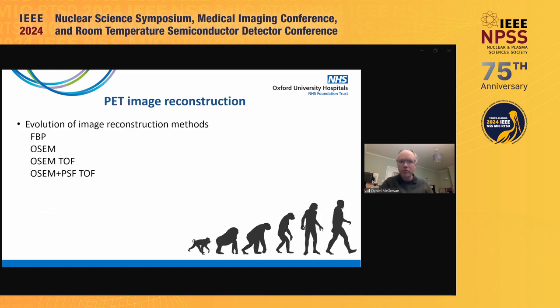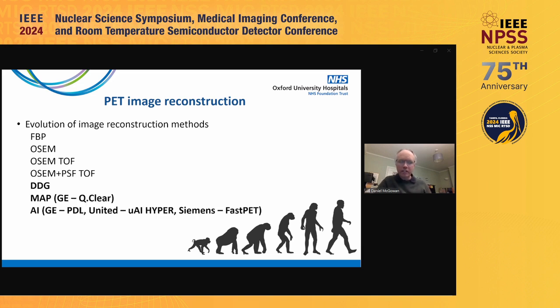As you know, PET image reconstruction has evolved over the years. We had filtered back projection and OSEM in the past, then point spread function modeling. And then recently there's been data-driven gating used in the clinic with different manufacturers. We've also had MAP being used by GE. And there's been a wealth of companies looking at how to use AI for image enhancement, either GE with PDL, United Imaging with their Hyper algorithm, and Siemens with FastPET. And also hopefully in future there'll be your work as well.